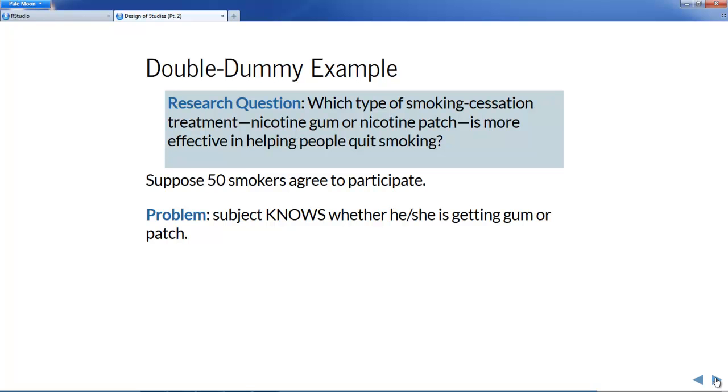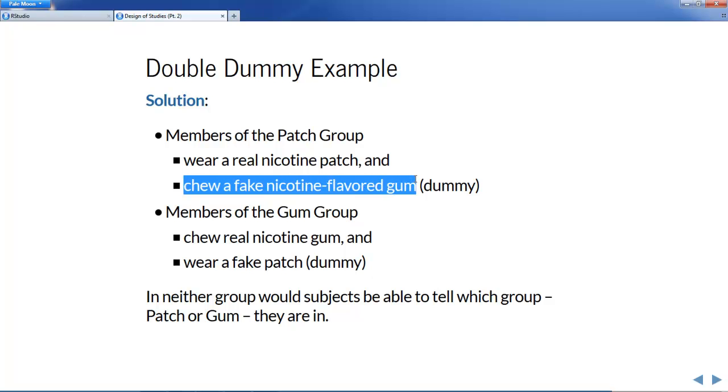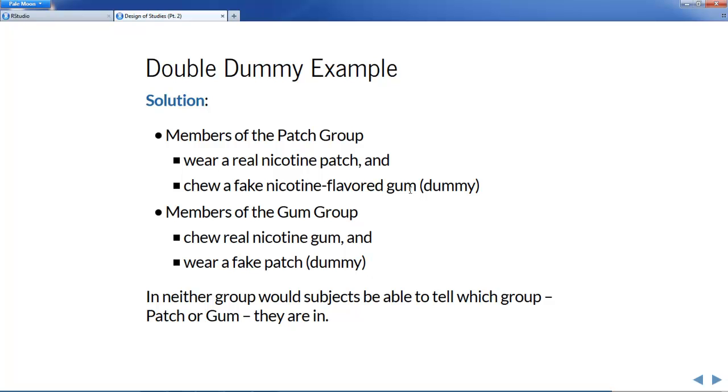So how are you going to get around this? The solution is really quite clever. The members of the patch group are going to wear a real nicotine patch, one that actually delivers nicotine. But they will also be told to chew a nicotine-flavored gum. It's only that they don't know it's a fake gum, and so they don't know whether they're wearing the real patch and chewing fake gum or wearing a fake patch and chewing real gum. The fake nicotine-flavored gum is called a dummy for the members of the patch group.